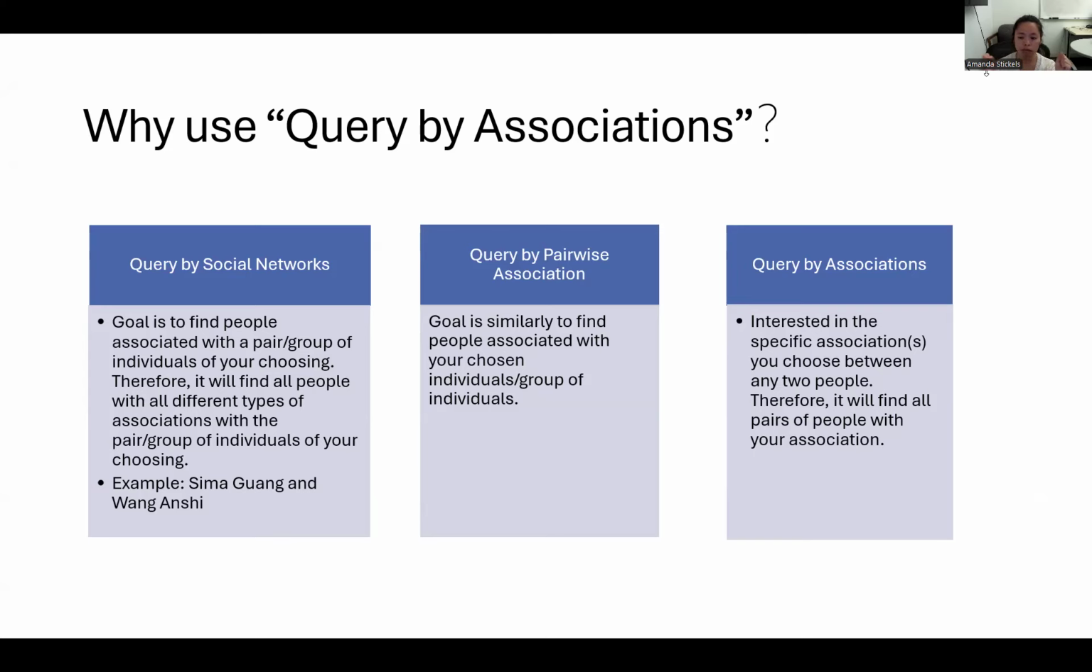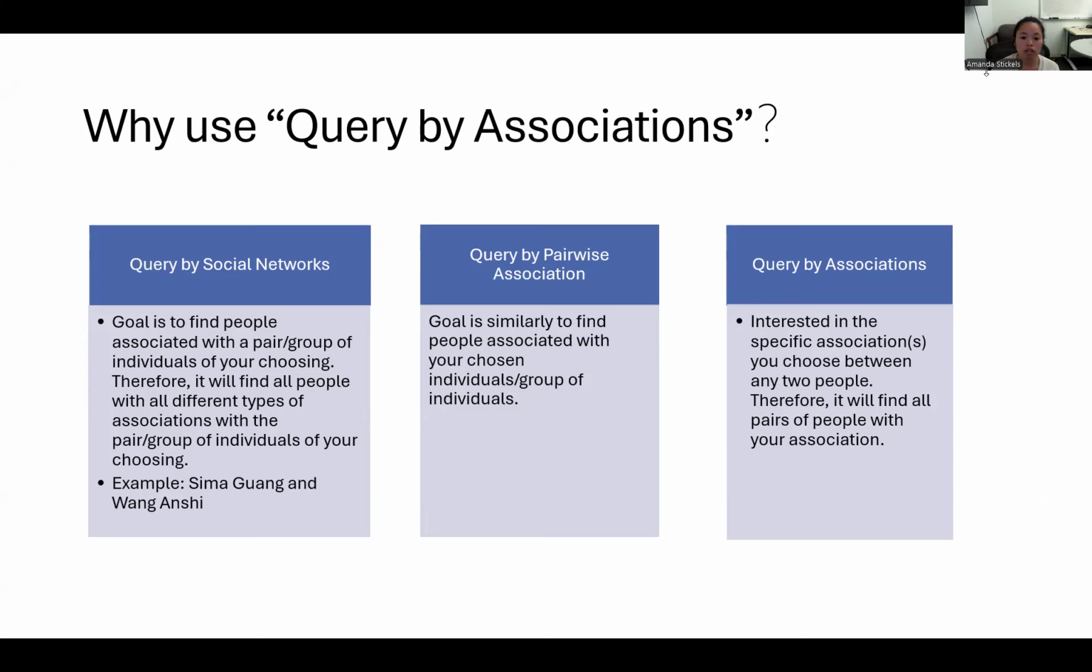So the difference between this specific query and query associations is that in query by social networks, we actually start with two different people or two groups of people. And then we want to find all people who are in between those and connected to those two starting groups of people through various types of association. And query by pairwise association is very similar. However, in query by associations, we do not start off with two people or any people at all. We start off with the association. And then we are looking for any people, no matter who they are connected to, with that specific association.